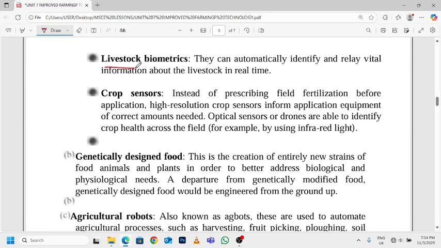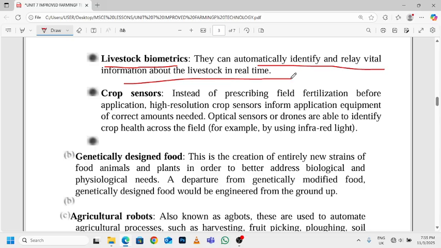We have also livestock biometrics, and the use of livestock biometrics is that they can automatically identify and relay vital information about the livestock in a little time. So livestock biometrics is used to measure maybe the health of the livestock. Okay, if you have chickens and you want to detect whether the chickens are falling sick, you can use the livestock biometrics. Whether the food they are eating is working well in the chickens' bodies, you can use the livestock biometrics.